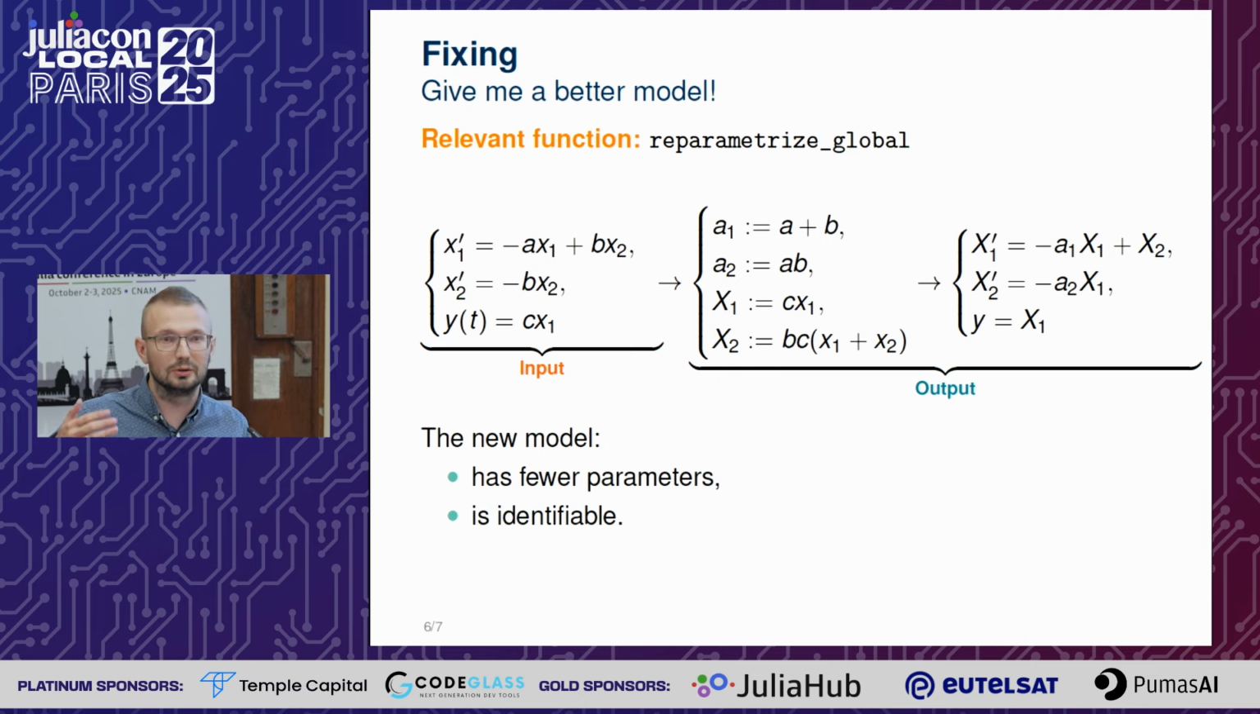So you start with a model, you can spot an identifiability problem. You can get a finer description to understand what was the exact issue, what was the exact cause of the problem. And finally, you can use this finer analysis to get a new model, which is hopefully better suited for your purposes.